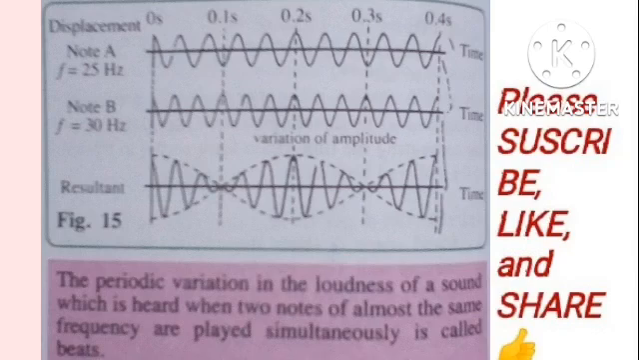Now let's talk about the inverse square law of sound waves. This inverse square law talks about the intensity and its relationship with the distance from the source of the sound. So the intensity of sound at any point is inversely proportional to the square of the distance of the point from the source of the sound.